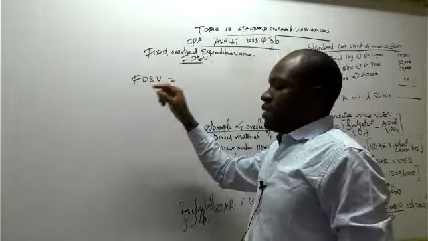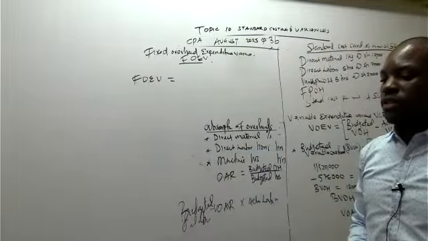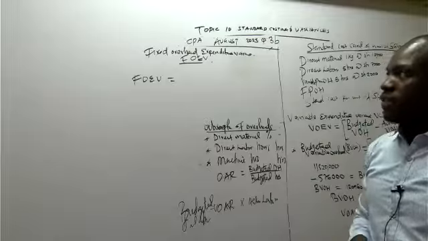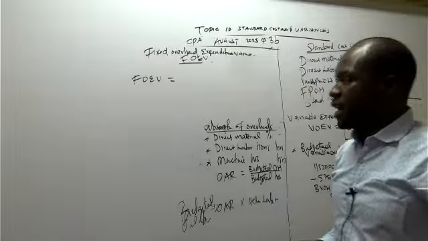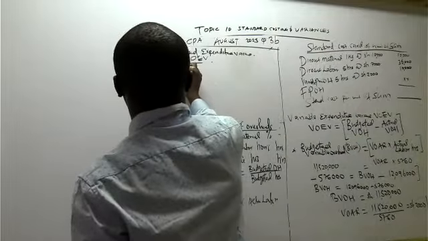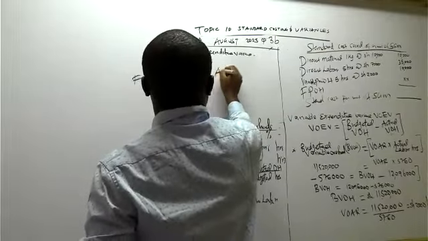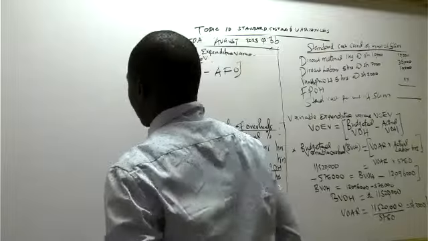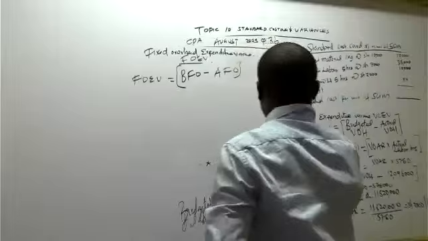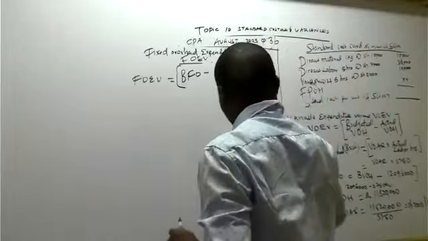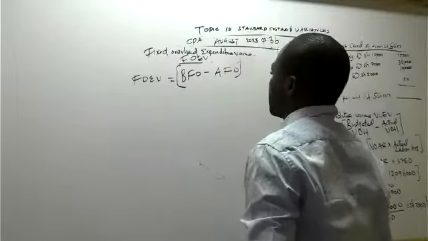Fixed overhead expenditure variance. Our next question, I think, will be touching on that. So let's get to this. Are we able to get that? Fixed overhead expenditure variance will be equivalent to budgeted fixed overhead minus actual fixed overhead. Good.